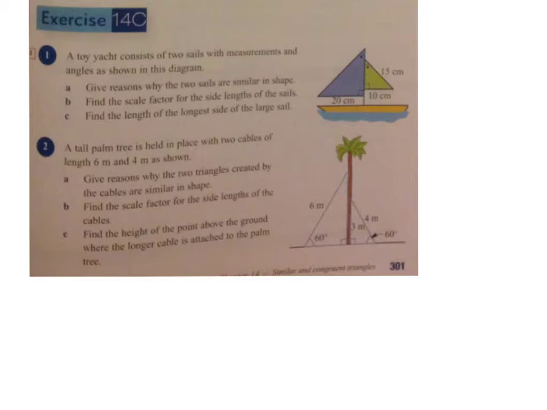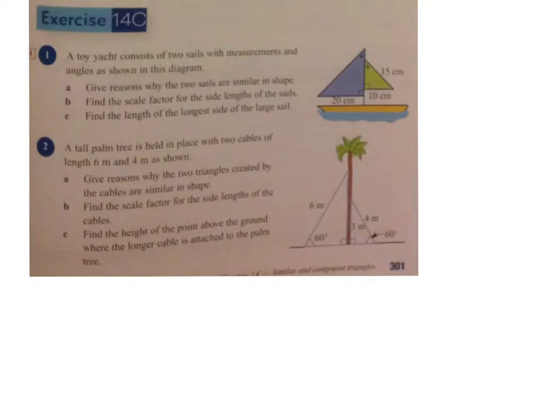Okay, let's have a look at these questions. So the key thing is any worded questions, you've got to read it and read it carefully. So it says a toy yacht consists of 2 sails. So obviously here's our sails and they're triangles with measurements and angles shown in the diagram.